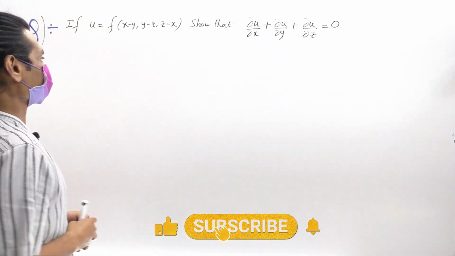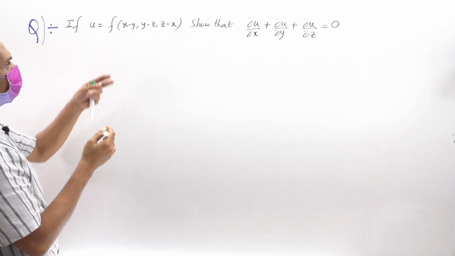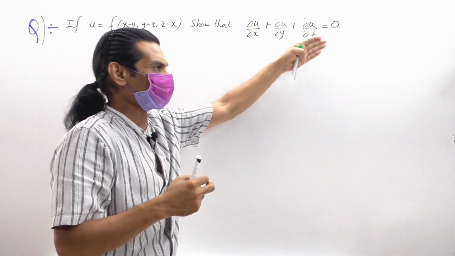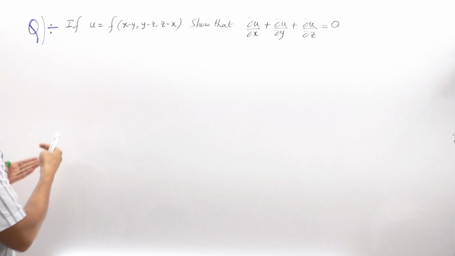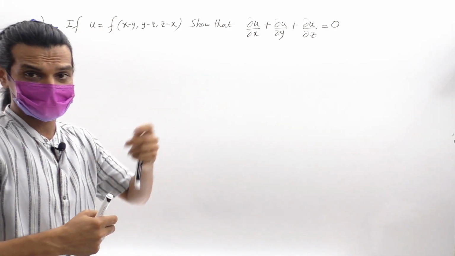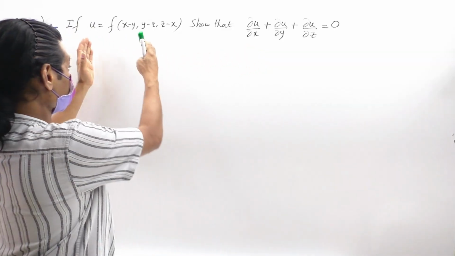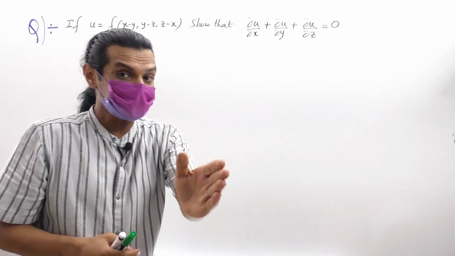So let us move on to this question. If u is equal to f of x minus y, comma y minus z, comma z minus x, show that dou u by dou x plus dou u by dou y plus dou u by dou z equals 0. You cannot solve this directly. You cannot directly write dou u by dou x equal to f dash and so on. Not possible. So we will solve this using the chain rule. This is a composite function, a function of a function.